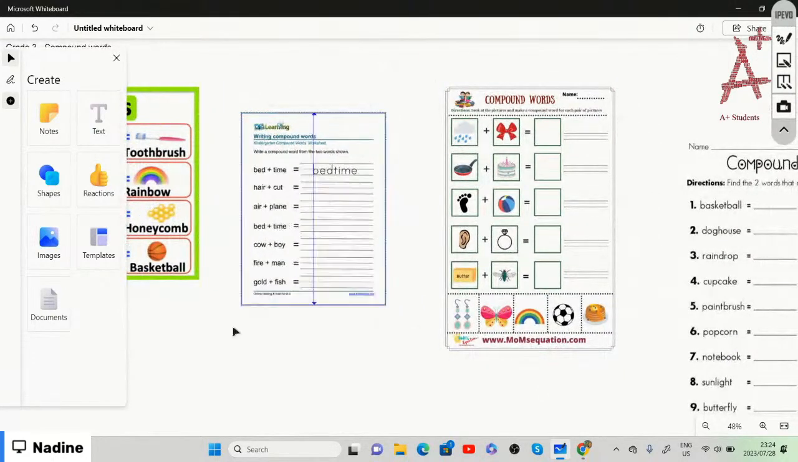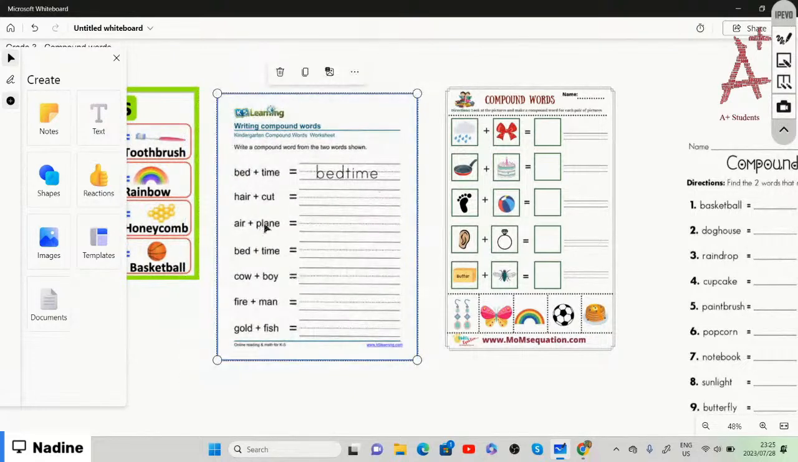If we look at these words, these compound words, or let's say firstly the small words that make up a compound word. It says you need to write a compound word from the two words that are shown. So they're giving us the two small words. An example that is given already is bed plus time equals bedtime.